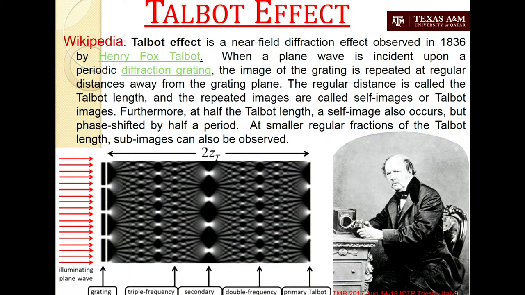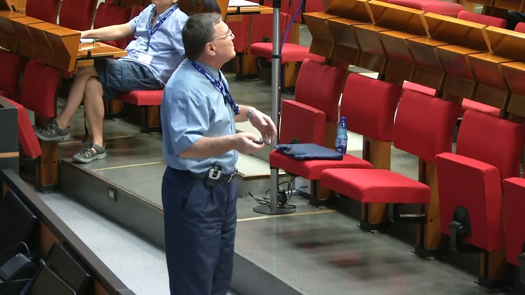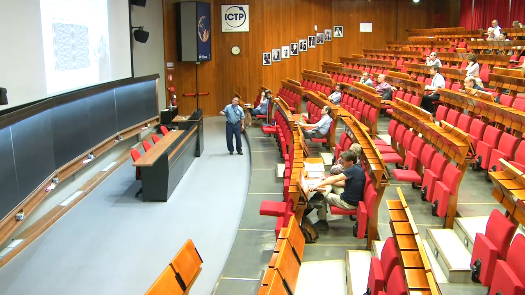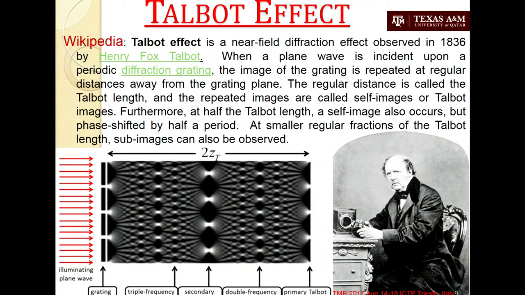At smaller regular fractions of the Talbot length, sub-images can also be observed. So here is the secondary Talbot image. This is the double frequency fractional image. This is the triple, etc. So you see also very many images as you put the screens, and this is how Talbot really saw this effect. He was not a physicist or engineer, he was just a photographer. So he took a piece of paper very close to the grating, and then there was a moving piece of paper which played the role of a screen. And then he saw the appearance of this. It was usually blurred because the white light is not monochromatic, so he saw different colors. But once he saw the full Talbot image, yes, he saw that it is reoccurring.